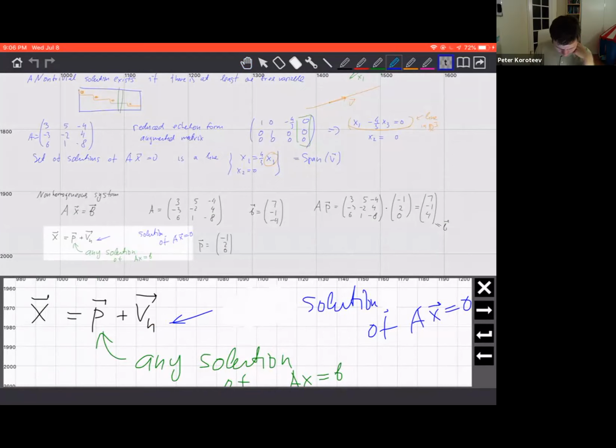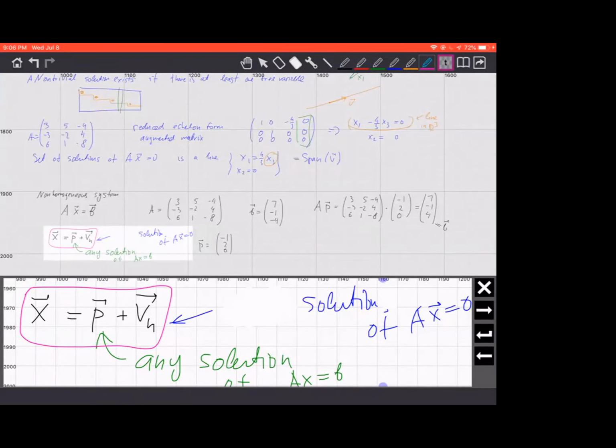I don't quite understand. So here, the claim is that every solution of the inhomogeneous equation you can represent in this way. So it gives you the algorithm of finding the set of solutions for the inhomogeneous equation once you know the set of solutions for the homogeneous equation. Okay, so let's say we know the solution of the homogeneous equation. So VH is a vector from the set of solutions of AX equals 0, right? It's any vector that is proportional to vector V that we had above. Okay.